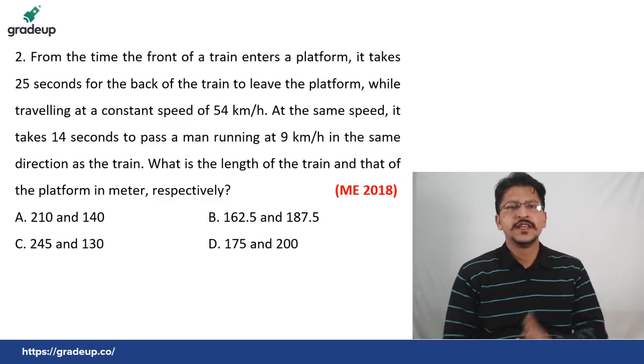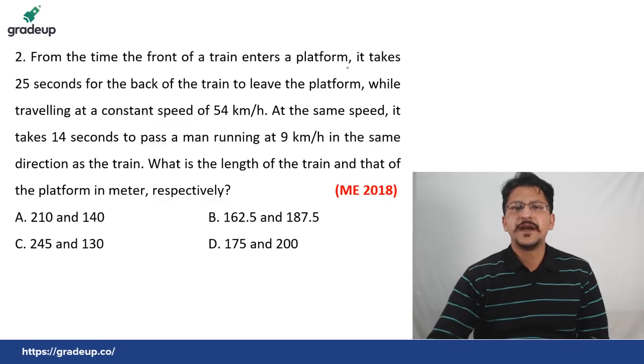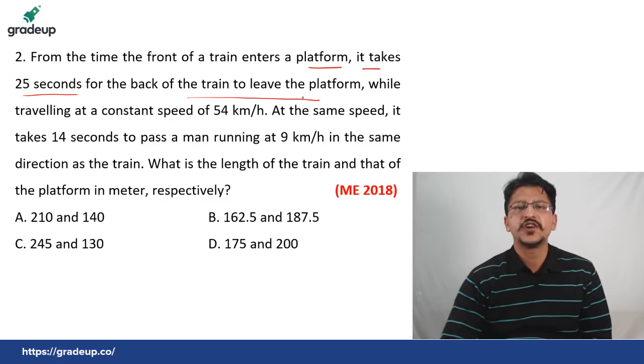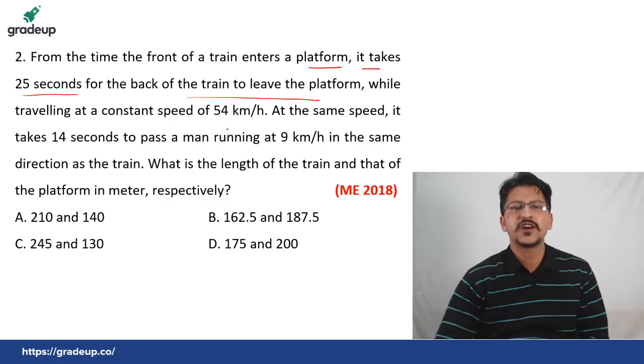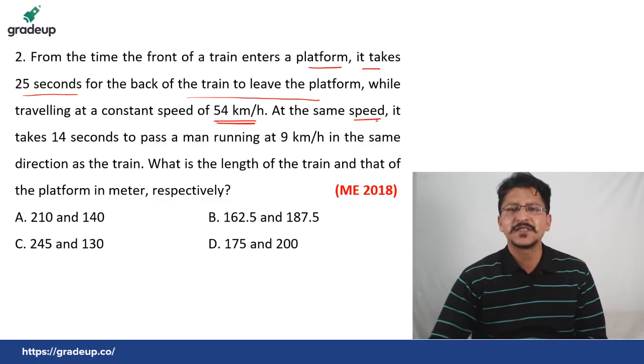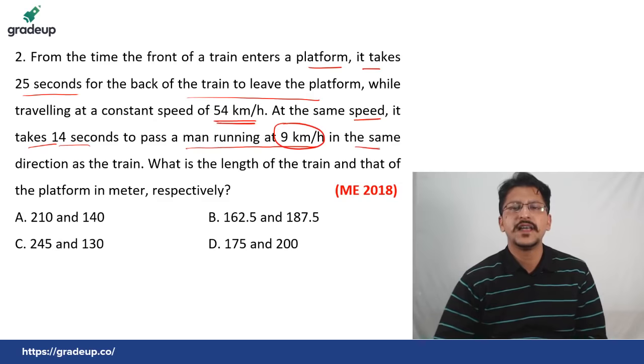Okay, so see, from the front, the train enters a platform. It takes 25 seconds for the back of the train to leave the platform while traveling at a constant speed of 54 km per hour. And at the same speed, it takes 14 seconds to pass a man running at 9 km per hour in the same direction as the train.